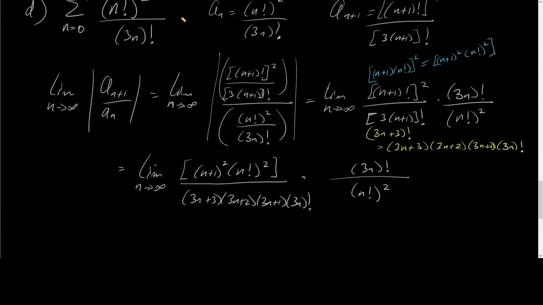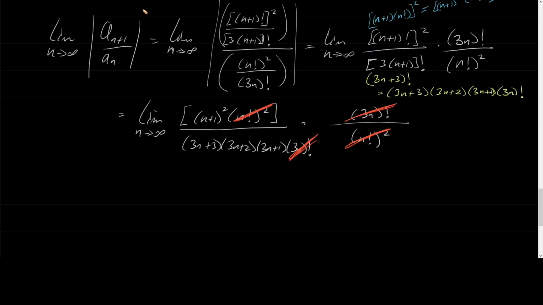At that point, you should see some stuff cancels out: (3n) factorial, (3n) factorial, (n factorial) squared, (n factorial) squared. So what do we have here now? We end up with the limit as n goes to infinity of (n plus 1) squared over (3n plus 3) times (3n plus 2) times (3n plus 1), right?